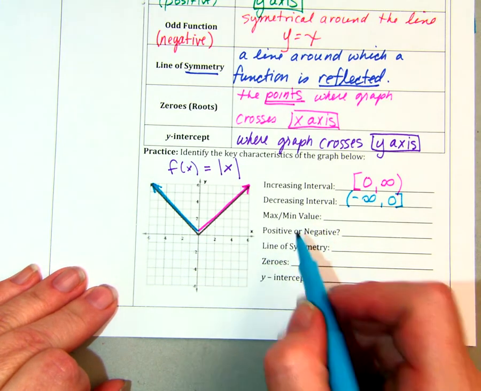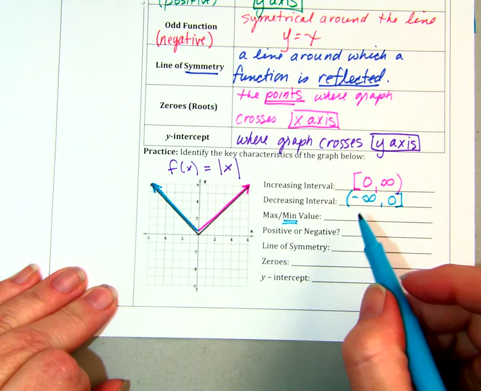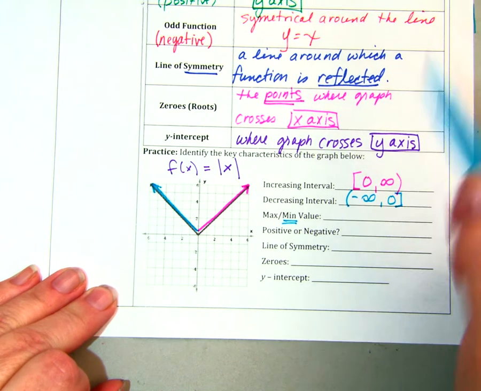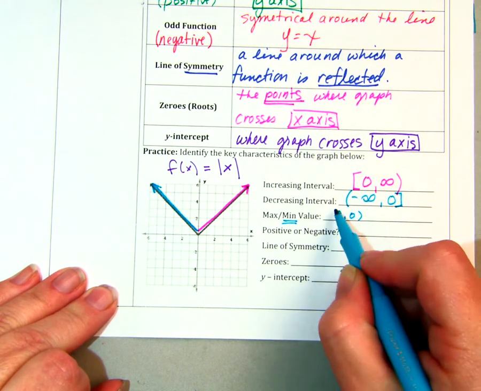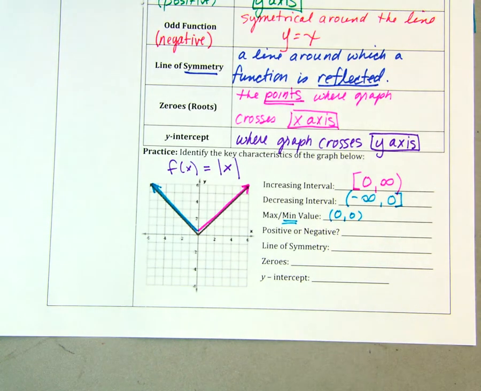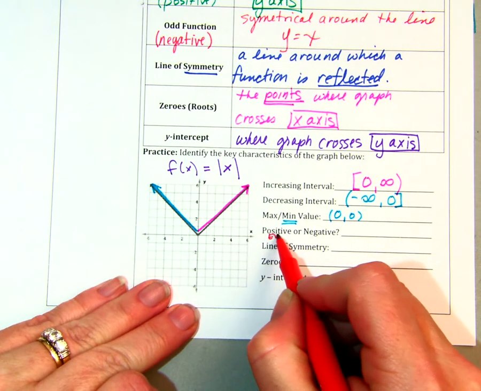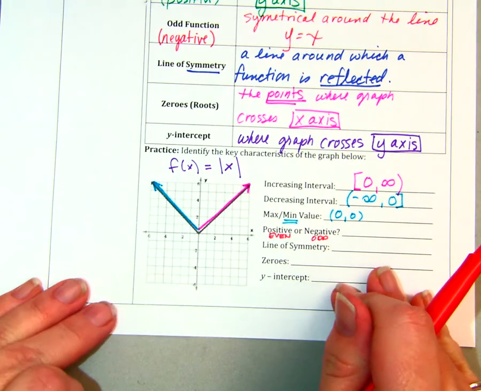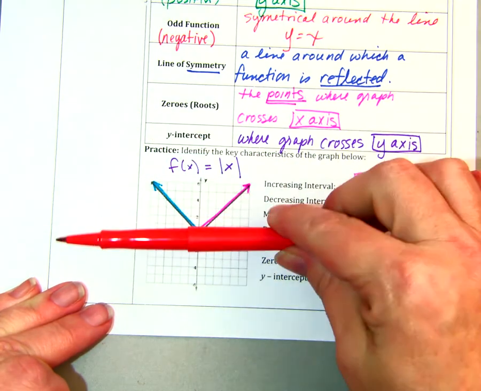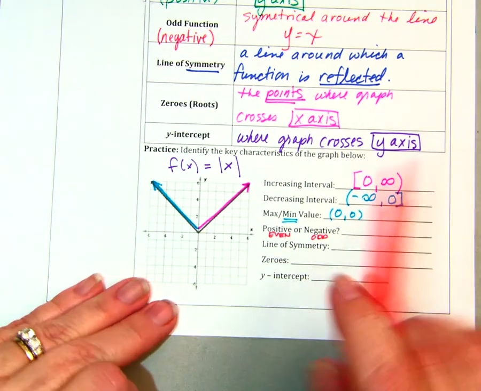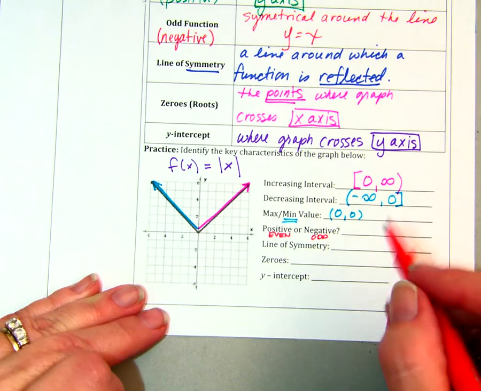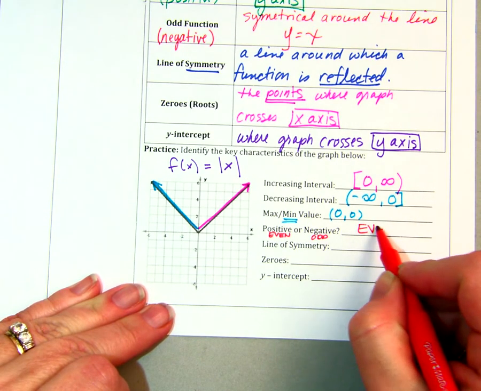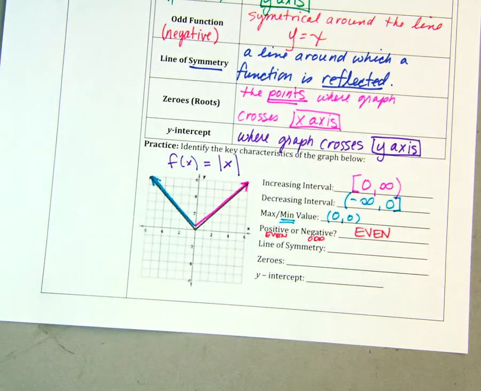Now, do we have a maximum or a minimum? We have, in this case, a minimum. And that point, remember it talked about points up here, that point is 0, 0. Is it positive or negative? Remember, that's the same thing as even or odd. So is this even or odd? That has to do with where it's reflected. Is it reflected across the y-axis or the x-axis? It looks to me to be the y-axis. This is my line of symmetry. So this is an even function.